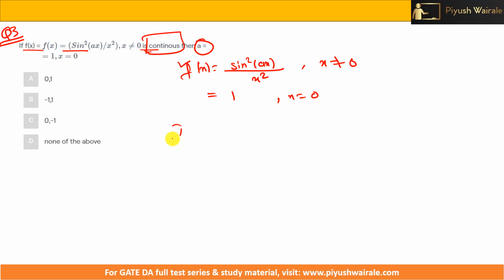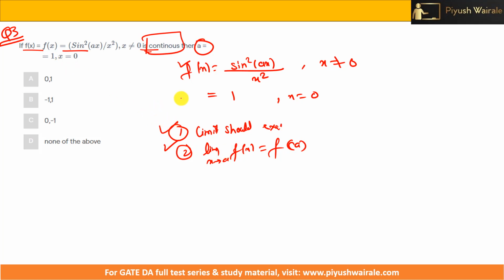There are only two things. The first thing is that the limit should exist, and the second thing is that the value of that particular limit, that is, the limit as x tends to a of f(x), must be equal to f(a). These two conditions must be satisfied. So we can directly apply this particular condition.